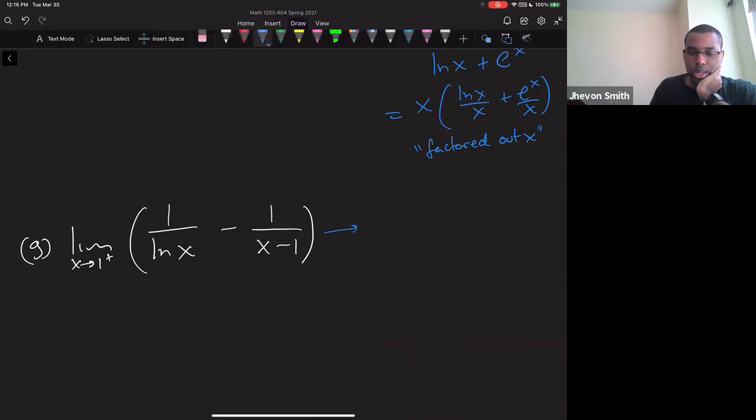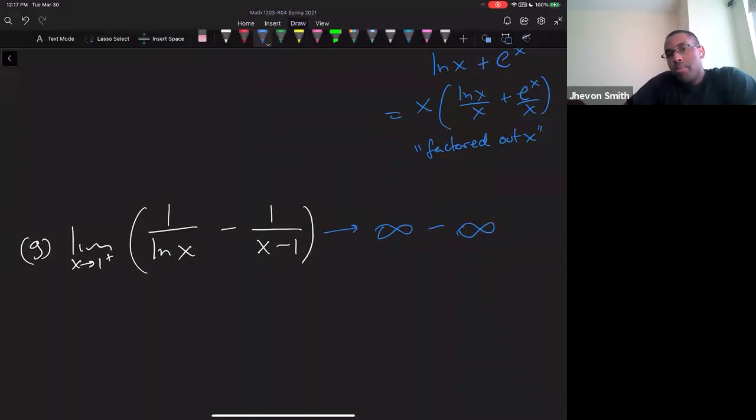As you approach 1 from the right, ln of that goes to 0 from the right. So this is approaching infinity in the first case. As I approach 1 from the right, which means I'm 1 plus a little bit, if I subtract 1, I get a small positive thing, but it's going to 0. So it's infinity minus infinity.